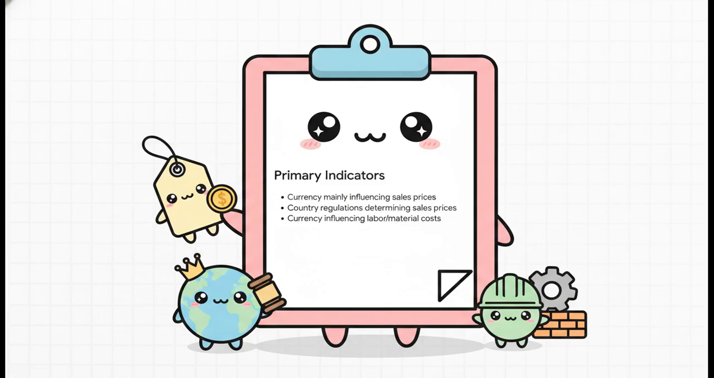You've got to look at a few primary indicators. Ask yourself, what currency is actually dictating your sales prices? Which country's regulations and competitive forces are pulling the strings? And what currency are you using to pay for labor and raw materials? These everyday, on-the-ground economic realities are what ultimately dictate your functional currency.